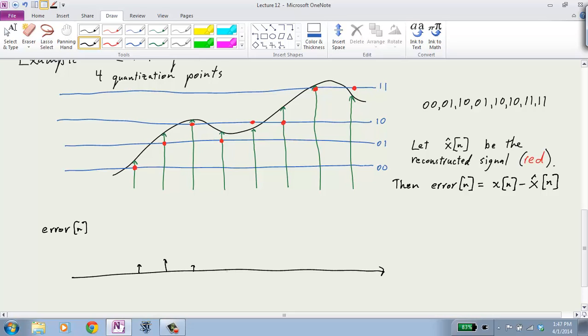Oh, they're all up. Oh, there we go. Here's one that goes down. You see what I've done here is I've just taken this difference between the actual sample and the quantized version, and I've just drawn it below. Okay, so the error is what you would have to add to your reconstruction to get back the true original signal. All right. What we'd like to do is make this error very small. Okay.